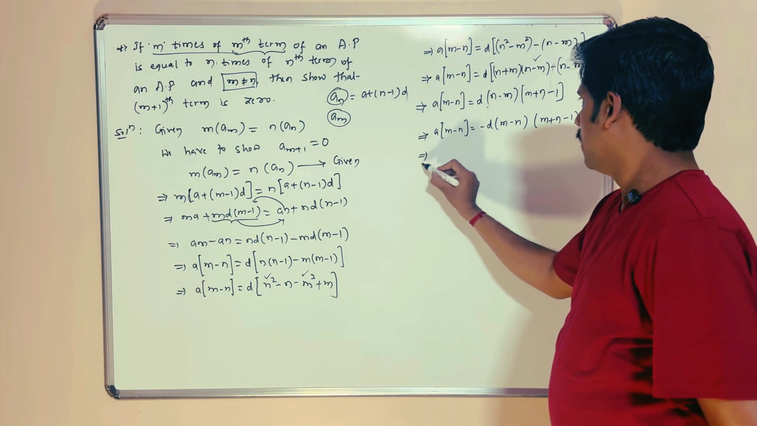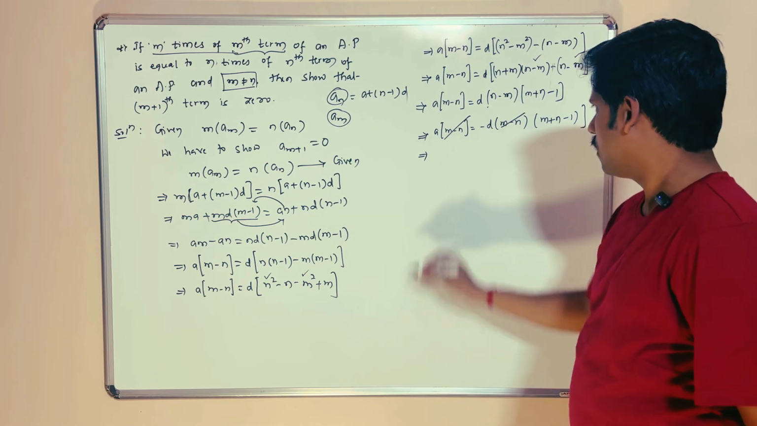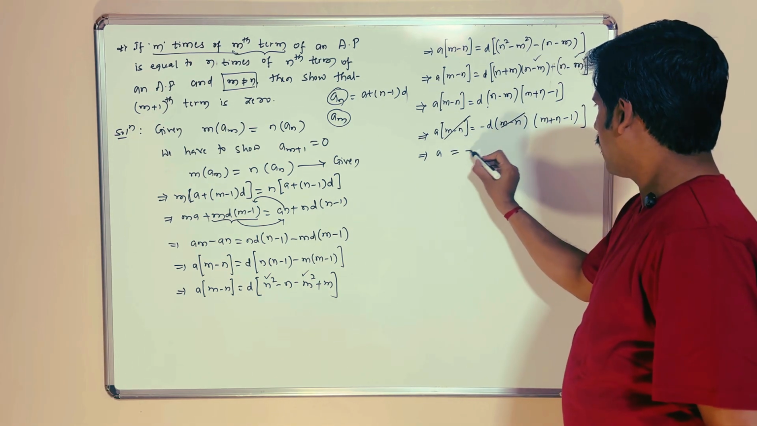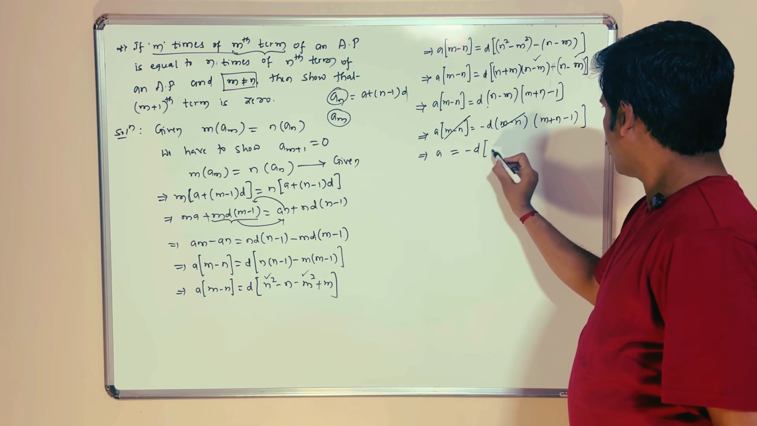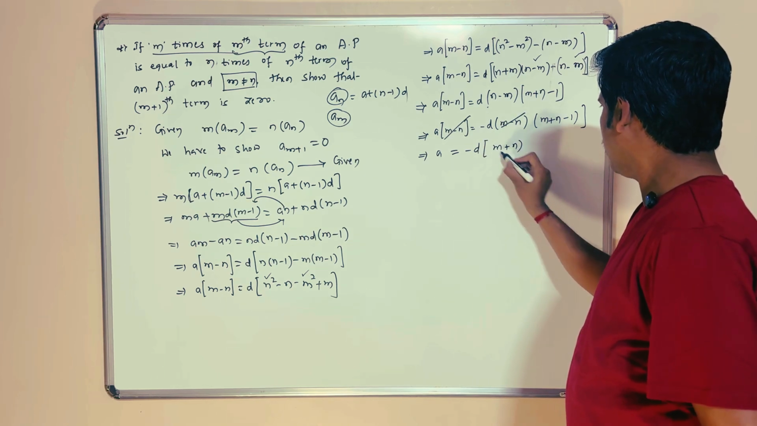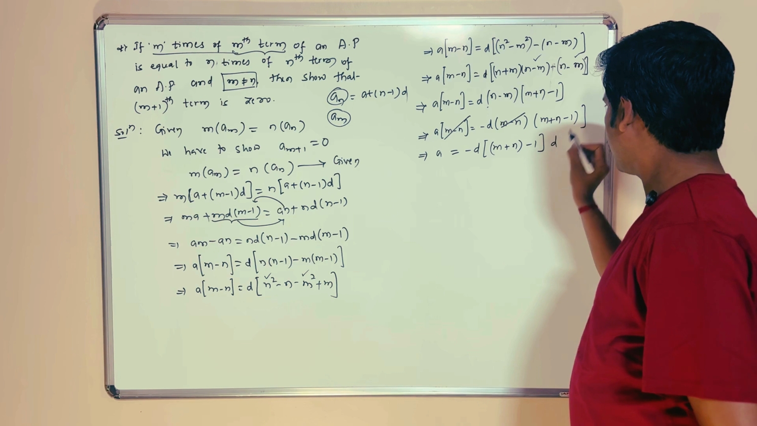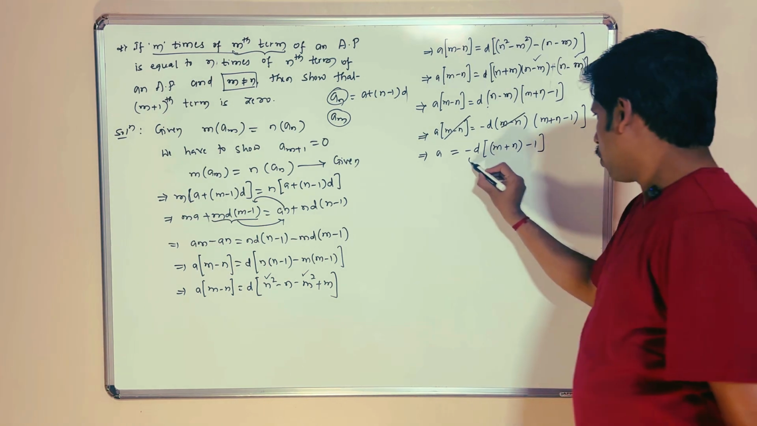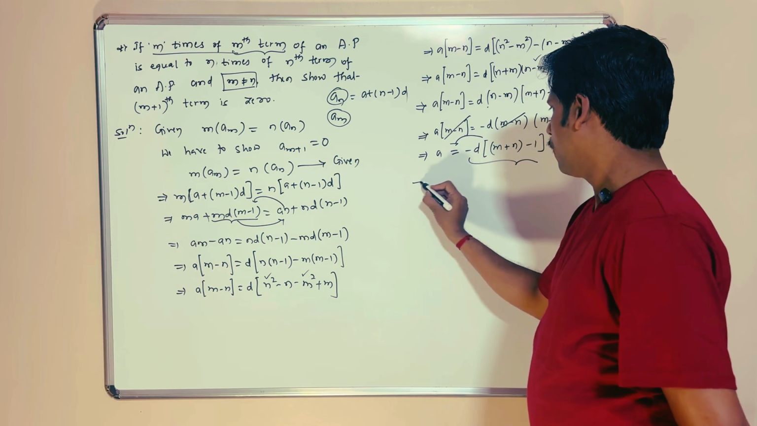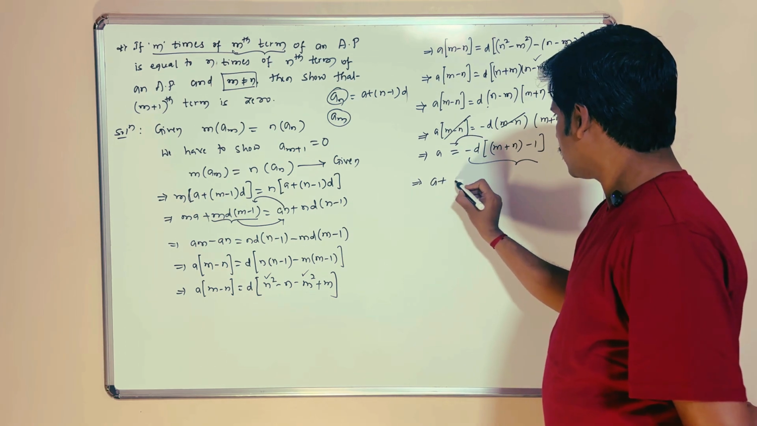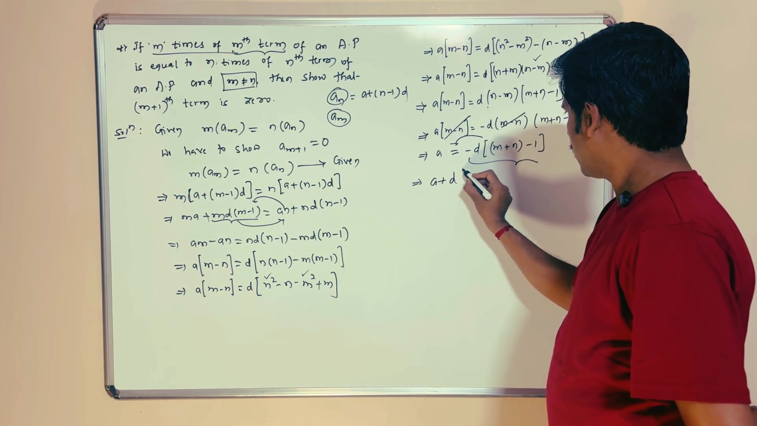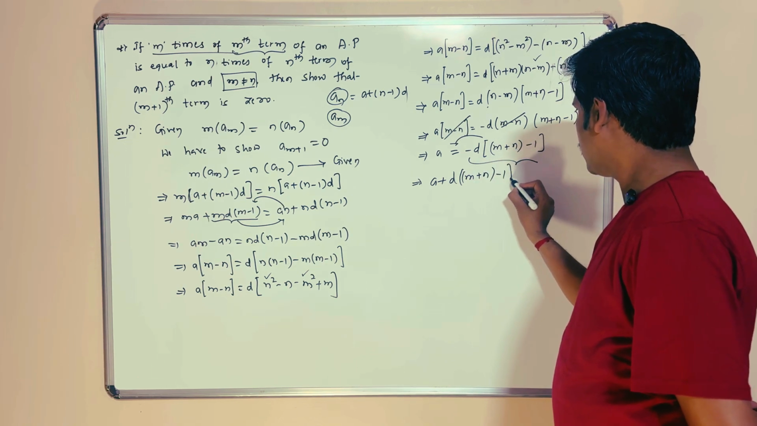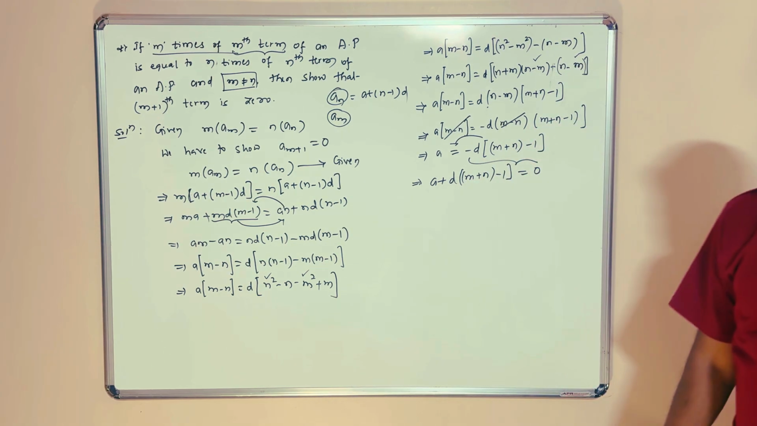Next, these two get cancelled and we remain with a is equal to minus d into (m plus n minus 1). Now take this whole term to this side. So we get a plus d (m plus n minus 1) is equal to 0.